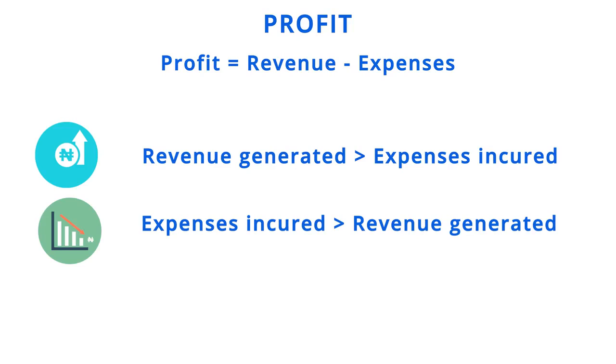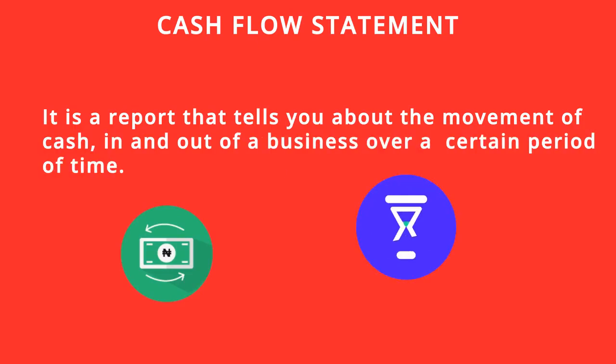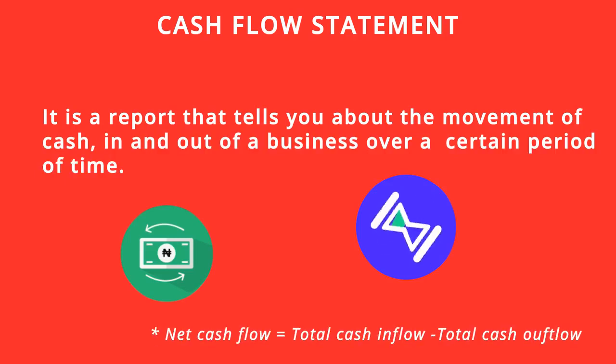This leads us to the last financial statement we are going to discuss, which is called the cash flow statement. The cash flow statement is a report that tells you about the movement of cash in and out of a business over a certain period of time. The net cash flow position as at a specific date is the difference between the total cash that came in over a period less the total cash that went out. So the total cash that comes in is referred to as cash inflow, while the total cash that was spent is referred to as cash outflow.